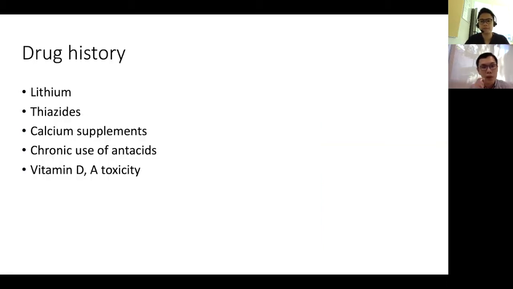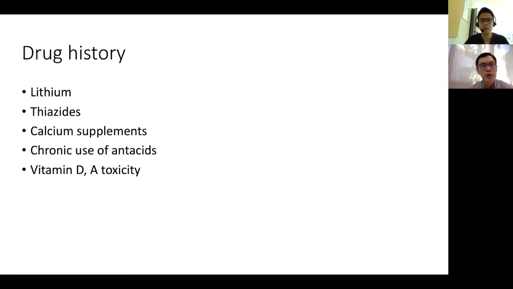The next slide is about the drug history. Obviously, in someone with high calcium, we want to look for drugs that may contribute or aggravate the problem. So lithium affects the calcium sensing receptor on the parathyroid glands, so it can affect the response of PTH to calcium and cause high PTH secretion despite a high calcium.